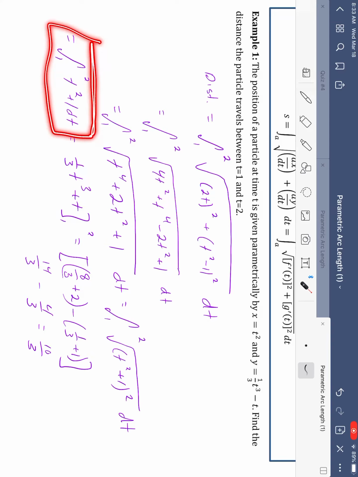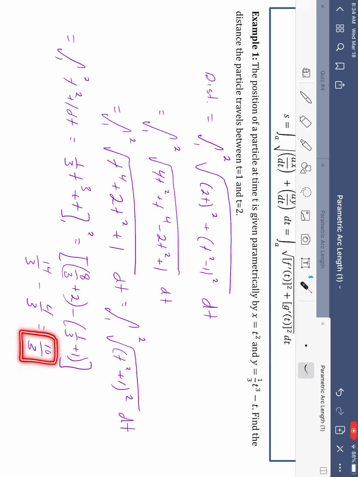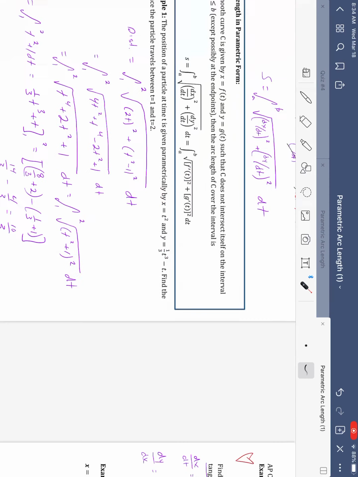And now once you get to here, this becomes a really, really basic integral for you to solve. Take the antiderivative, make sure you can get all the way to the end. This will be a multiple choice question on the FRQ on the AP test, and the answer would be 10/3. You have to be able to do the fractions and things all the way to the very end.